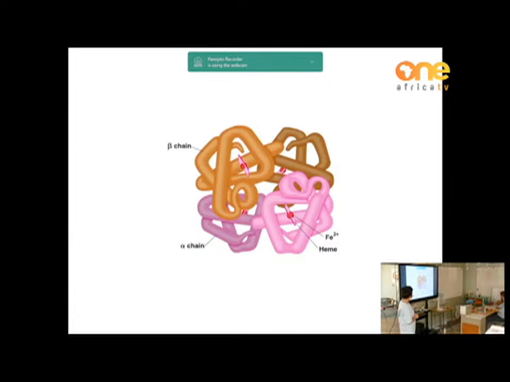Okay, this one with the iron atom there? What do you think is this? This is hemoglobin. Yes. I know this is hemoglobin because of the iron. Okay, myoglobin will not be red, will not contain the iron.